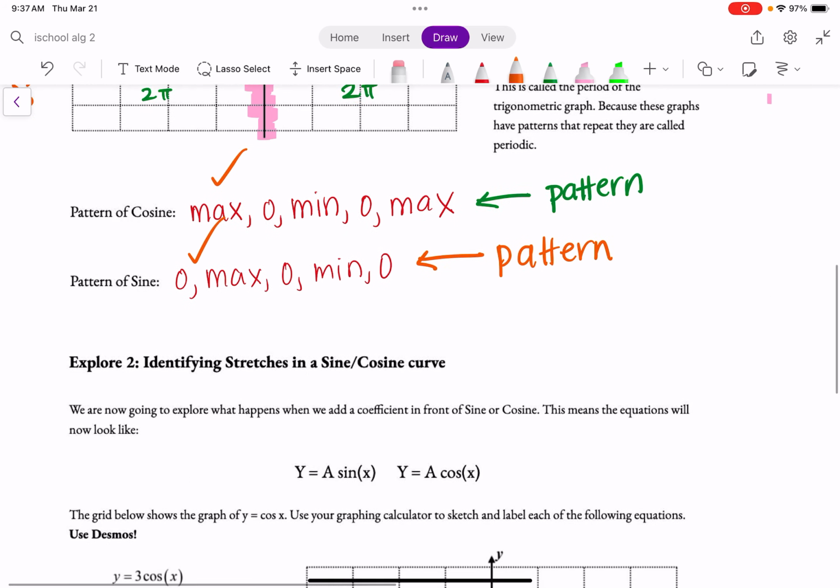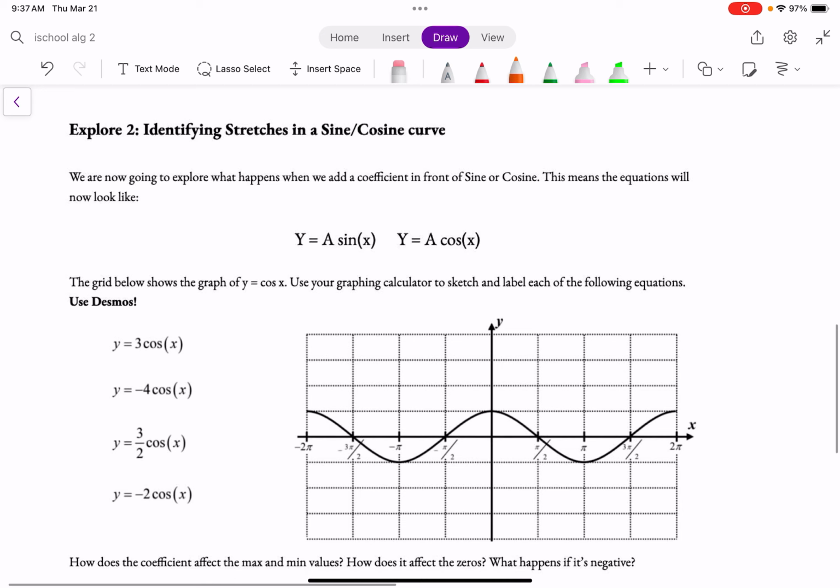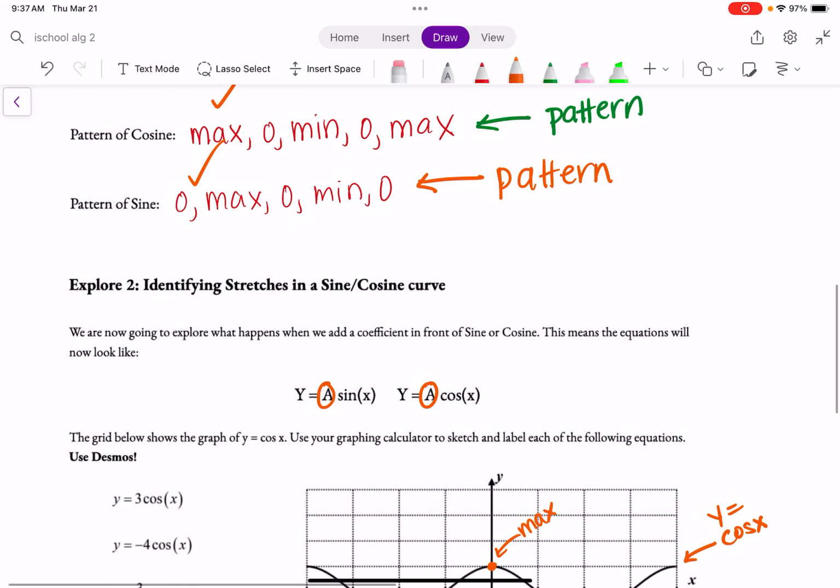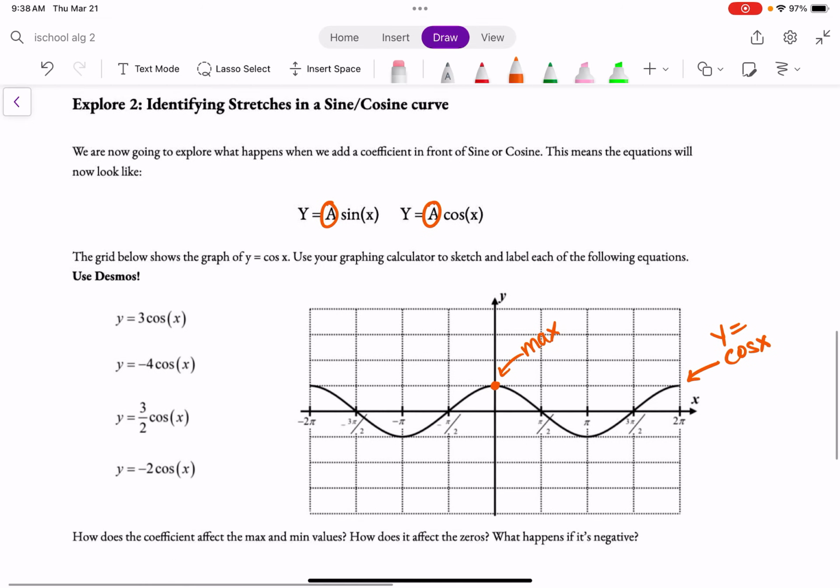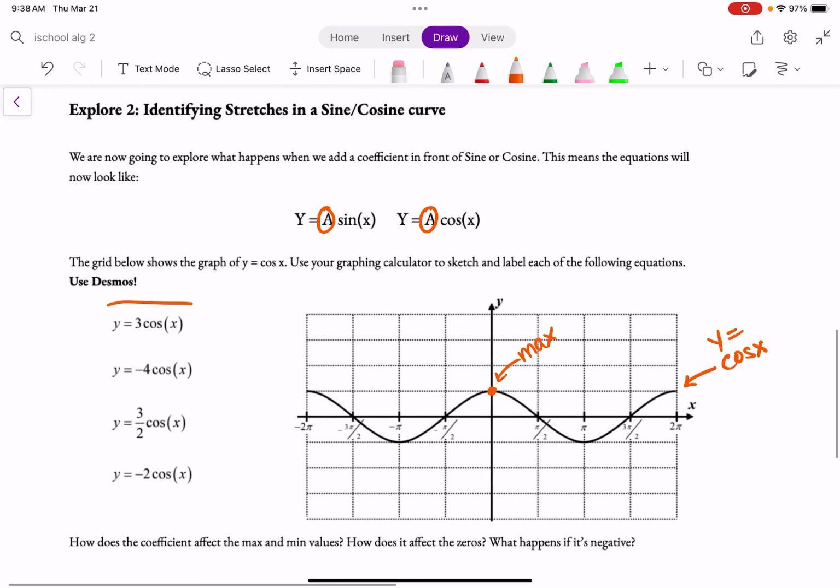So what we're going to do now is explore what happens when we add a coefficient to the front. And I'm just going to introduce this to you, but mainly you're going to be doing this by yourself. I just want you guys to know how to do this, okay? So what we want to do right now, they've graphed a basic cosine curve, right? And we know it's a cosine curve because at the y-axis, it's at a max, right? So that's why I know it's cosine, because cosine starts at a max, okay? And I want to graph y equals 3 cosine x, okay?